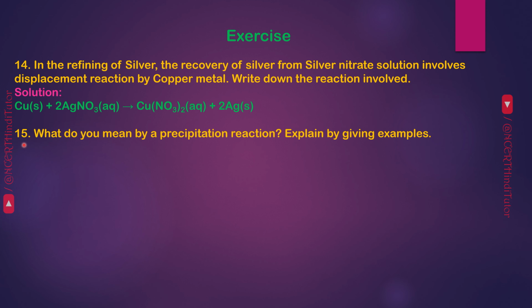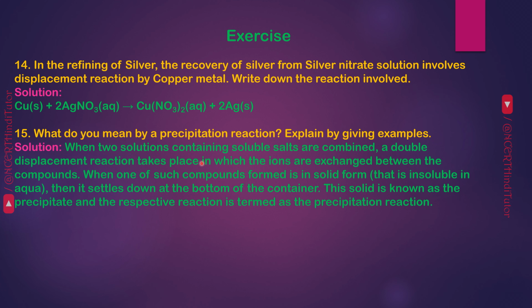Question 15. What do you mean by a precipitation reaction? Explain by giving examples. Answer: when two solutions containing soluble salts are combined, a double displacement reaction takes place in which the ions are exchanged between the compounds. When one of such compounds formed is in solid form, that is insoluble in water, then it settles down at the bottom of the container. This solid is known as the precipitate, and the respective reaction is termed the precipitation reaction.